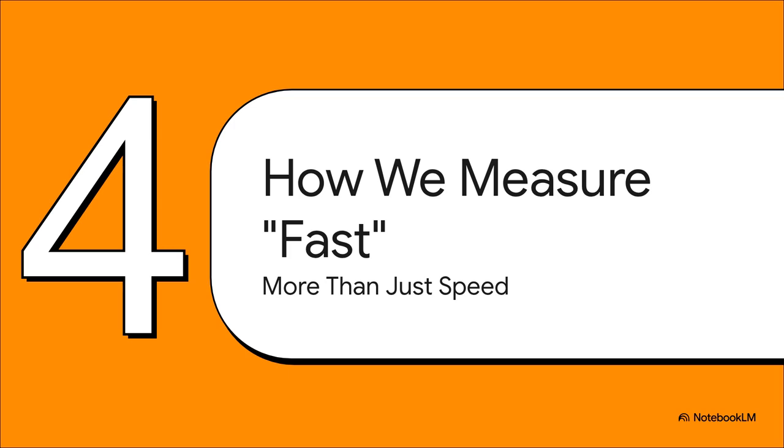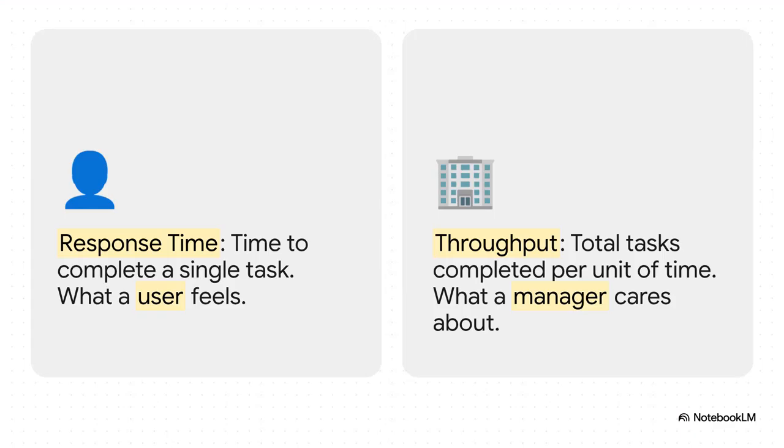Because as it turns out, there's more than one way to measure a computer's performance. See, when you click a button on your screen, what you care about is response time. How quickly does the thing you want appear? That's what a user feels. But if you're running a massive data center for a company like Google or Amazon, you probably care a lot more about throughput. How many total jobs can the system finish in an hour? And these are two very, very different metrics.